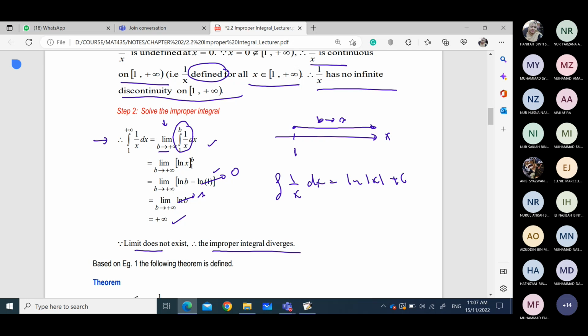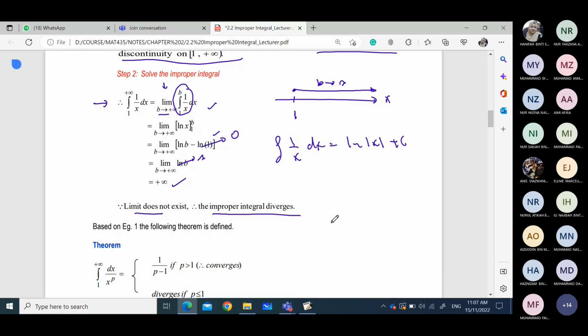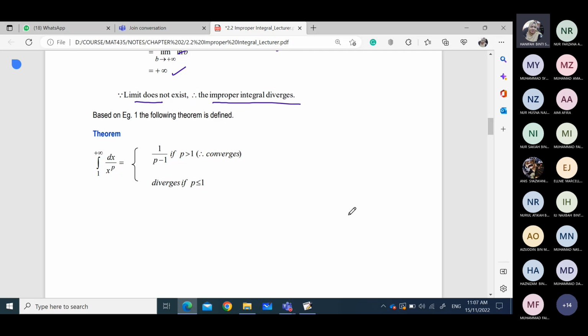Faham? Yang ini yang kadang-kadang you akan gunakan L'Hopital's rule, indeterminate power ataupun indeterminate difference ataupun indeterminate product kat sini. Alright, so maknanya dalam erti kata lain untuk improper integral, dia memang melibatkan limit. Alright? Faham? Faham. Okay, very good.